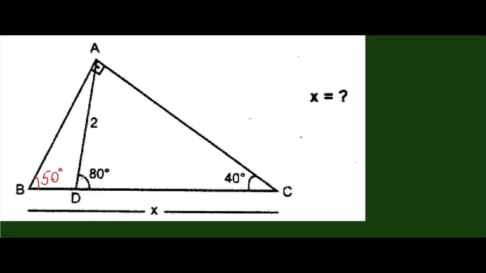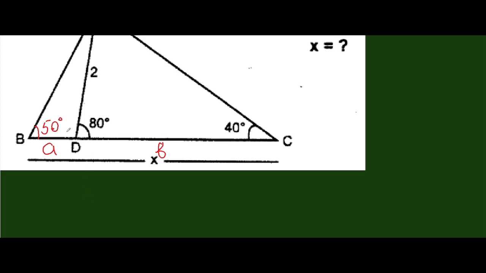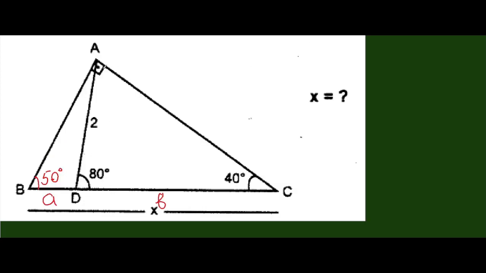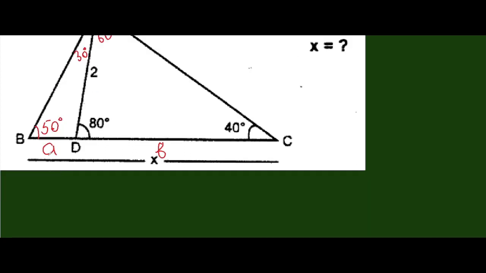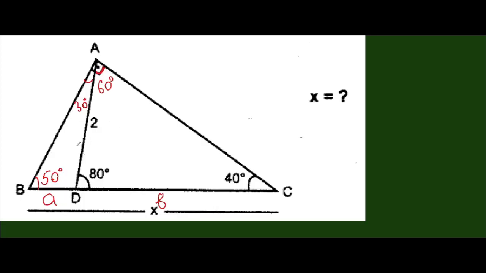So this will be 50 if we write down this as A and this as B. And we know that this angle is also 60 degrees, because the sum of 80 and 40 will give us 120, and 120 plus 60 will give us 180. So this angle will be 30 degrees. This is the standard solution. It will work with any triangle. This is a right angle triangle, but this solution will work with any type of triangle.